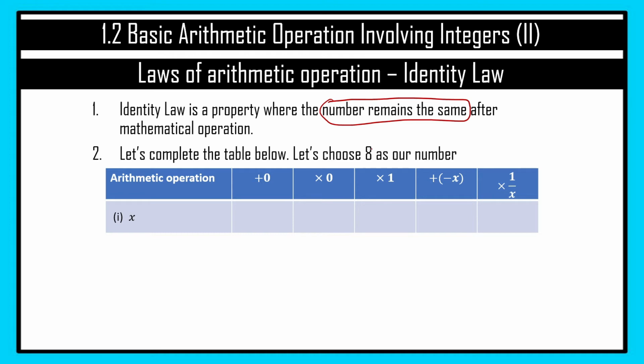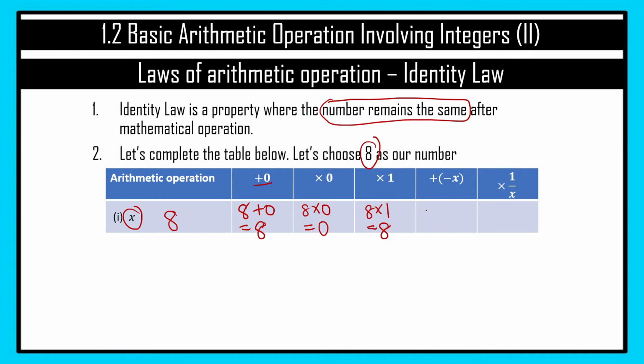Now let's say that our x, the x that you see here, is 8. So how we do this one is 8 plus 0. So 8 plus 0, you get 8. So next one is 8 multiply 0. I'm sure you know this answer, which is 0.